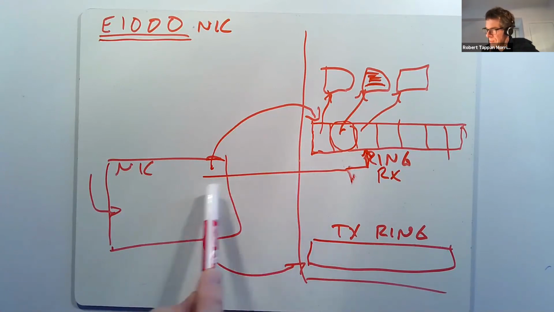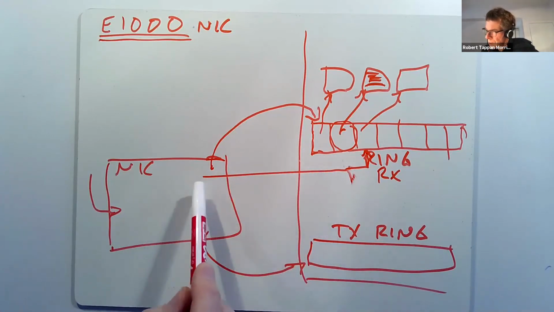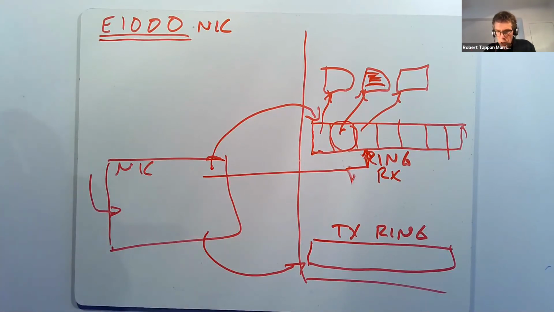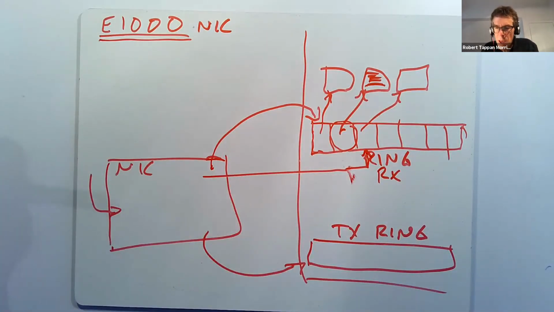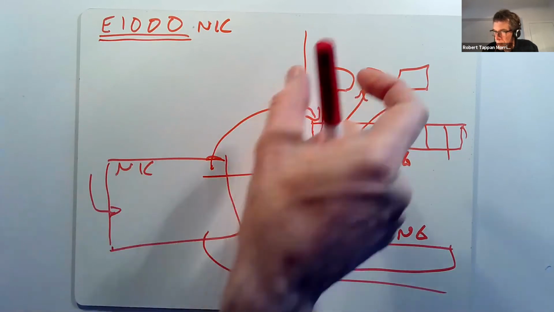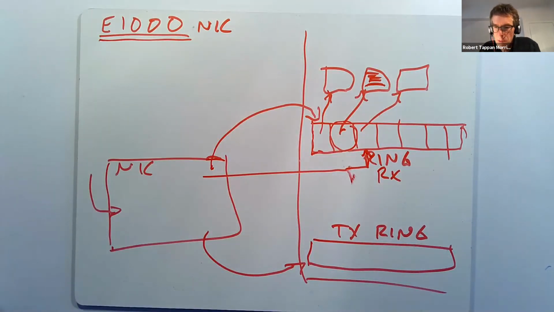The E1000, I think, just has a single receive queue, but you can tell a modern NIC, look, I want you to split my packets up into 32 different incoming queues, and here's how to decide for each packet. Look at this field and use that to choose which ring to DMA the packet into.